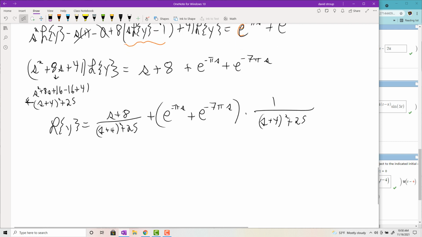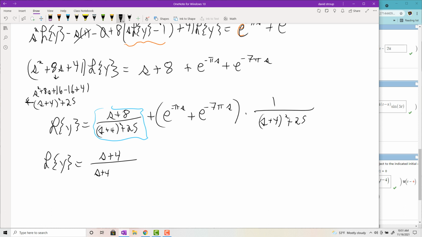All right, so the first term here is kind of shifted, but it's not shifted correctly because they have an s plus 8 in the numerator, so I need to manipulate that a little bit so the shift is s plus 4. So I'll rewrite it as s plus 4 all over s plus 4 squared plus 25, and then plus the leftover 4. So the first part will be a cosine, and then the second term here will be a sine.